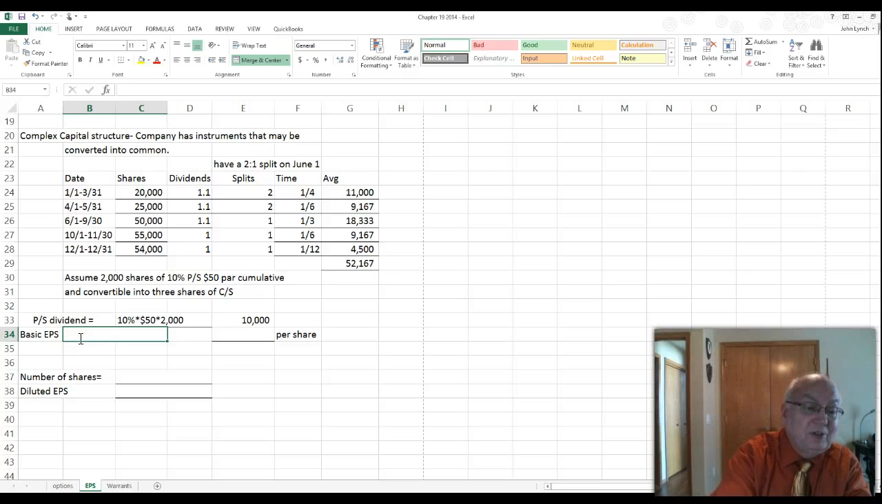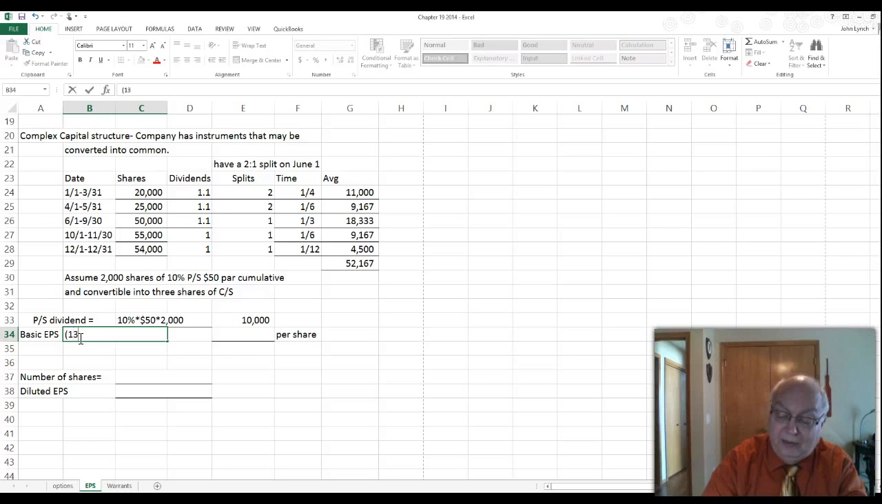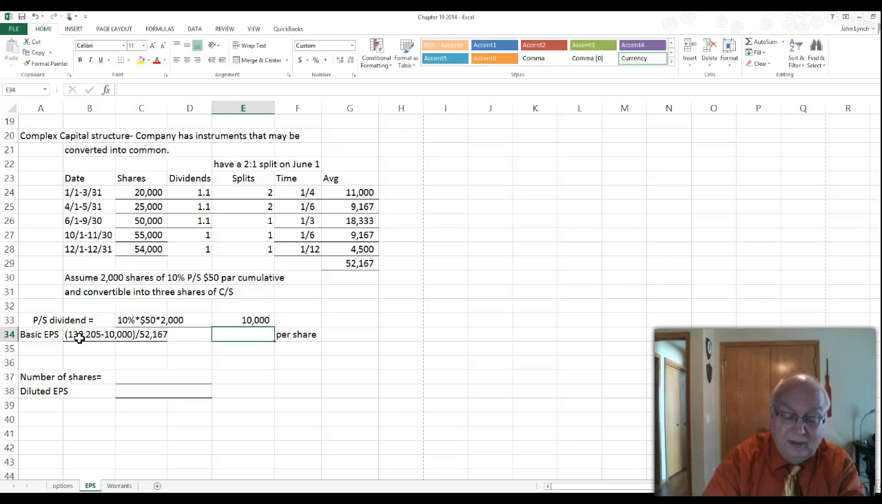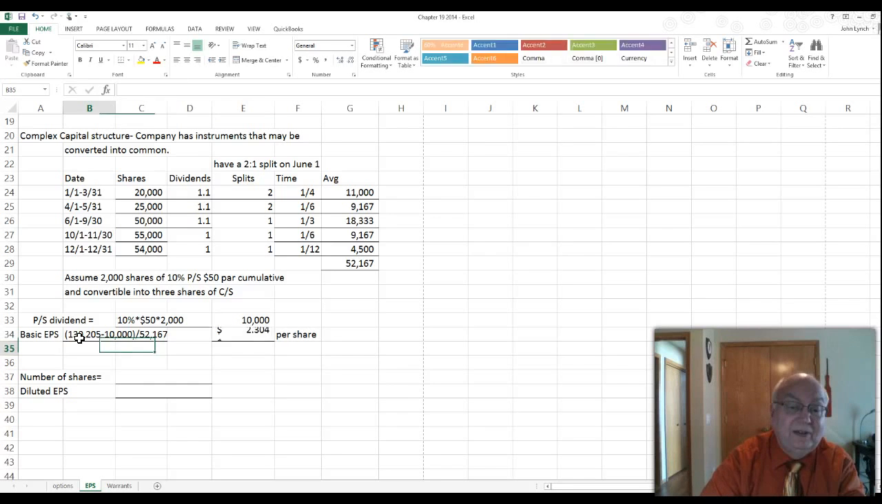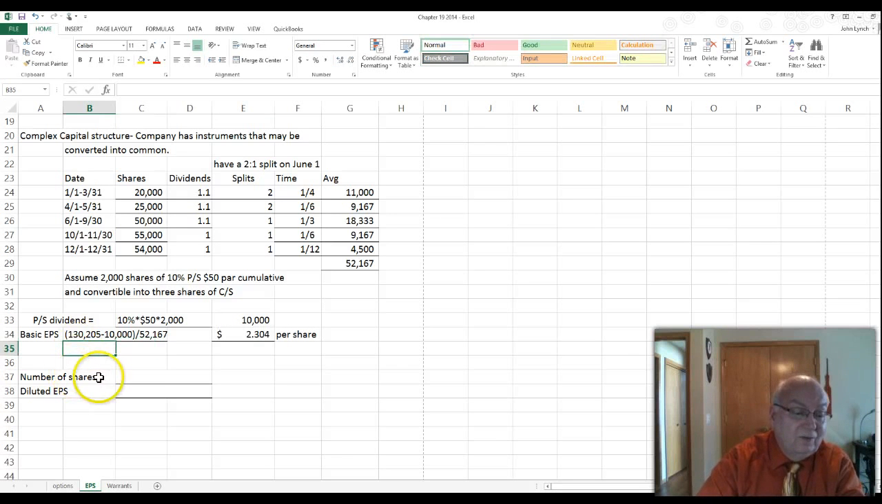So for the basic earnings per share, we would take the 130,205 minus the preferred dividends of 10,000. Remember, it's cumulative, so it doesn't matter whether it's been declared or not, and divide that by the number of shares of 52,167. So if you do that, we have 130,205 minus the 10,000 divided by 52,167. That gives you $2.304 as your basic earnings per share. Okay.